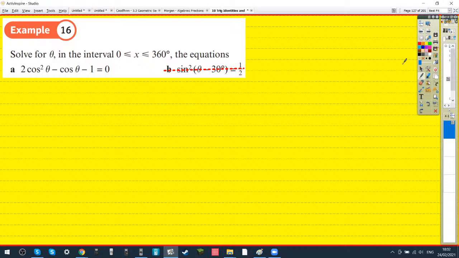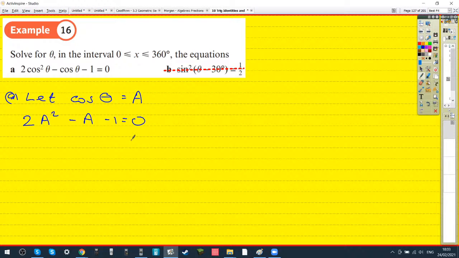My guess is let cos theta be equal to A. So 2 cos squared theta minus cos theta minus 1 equals 0, which becomes 2A squared minus A minus 1 equals 0. I'm not sure where to go from here. What type of equation is that? Well, quadratic. Yep. Okay.